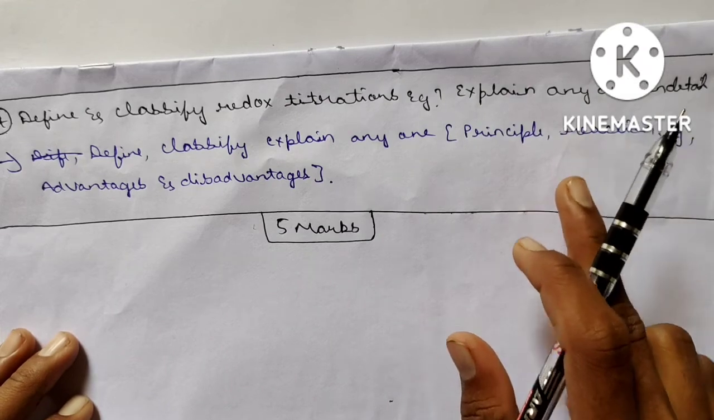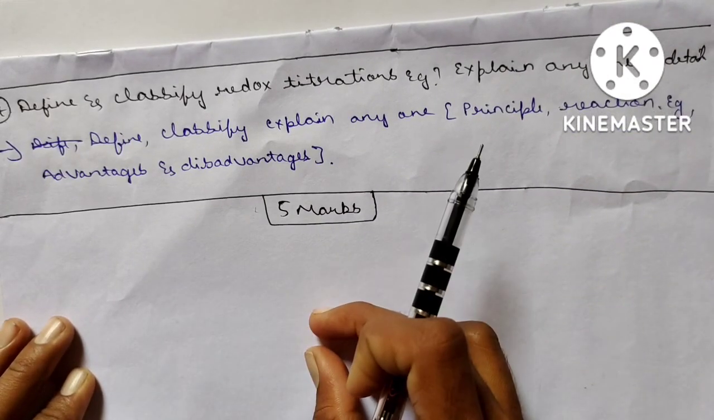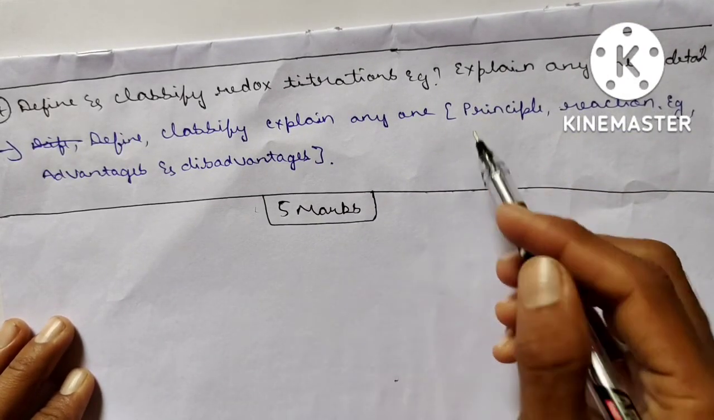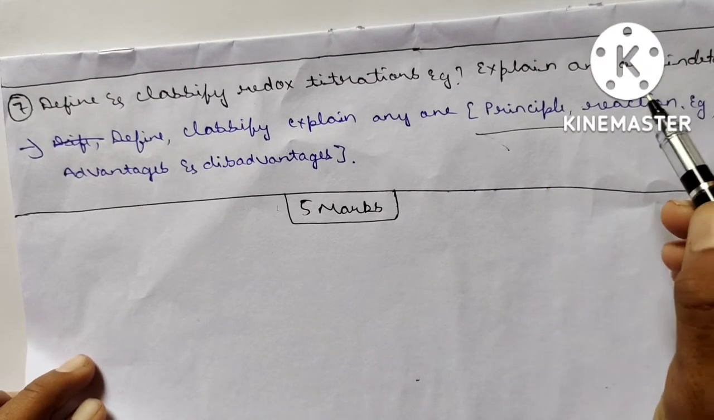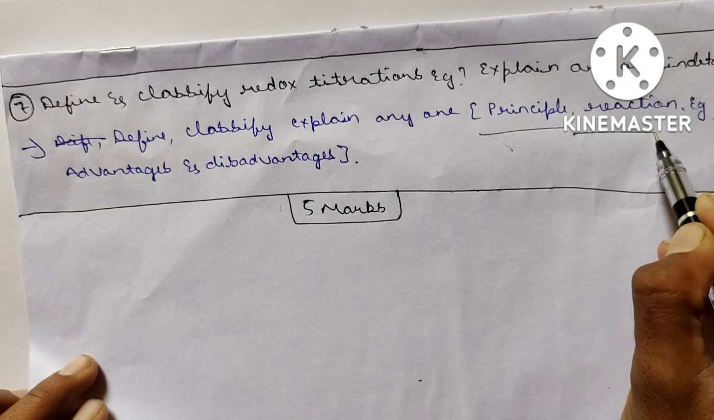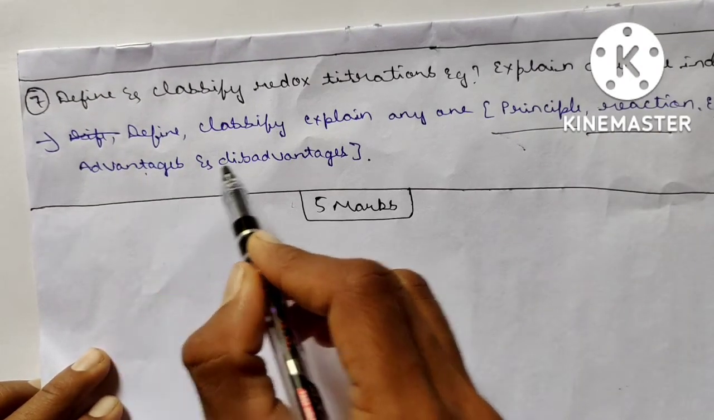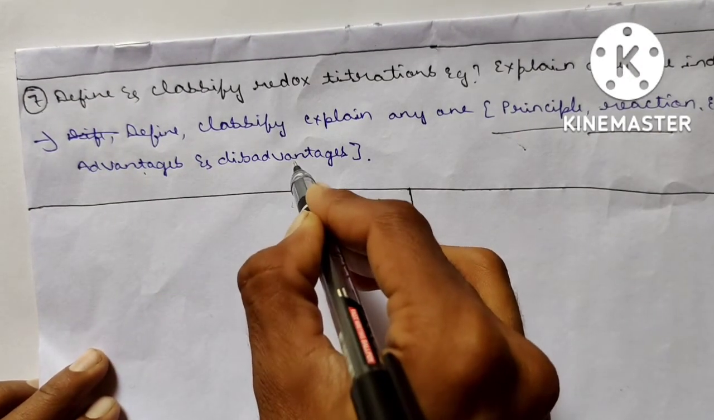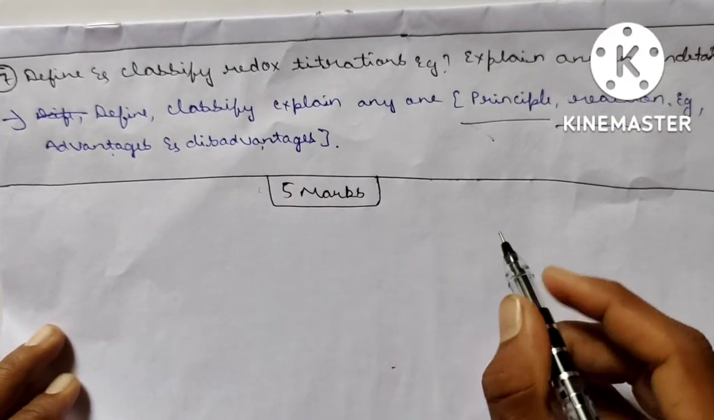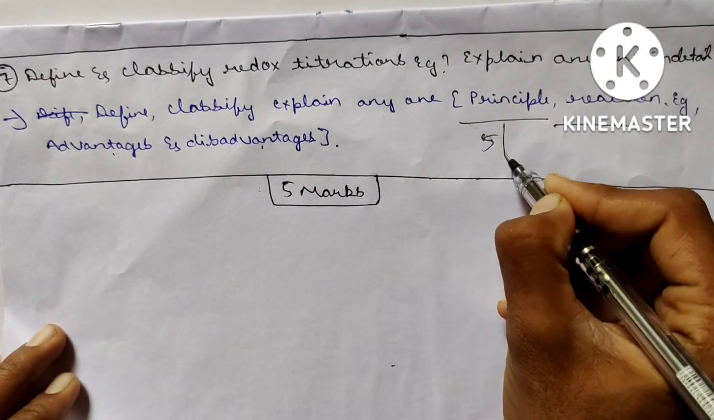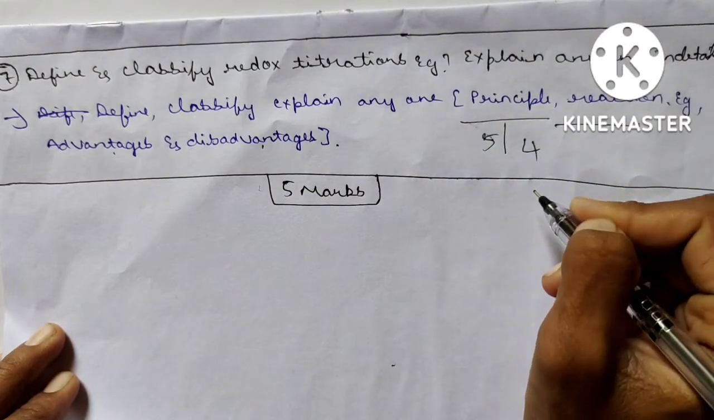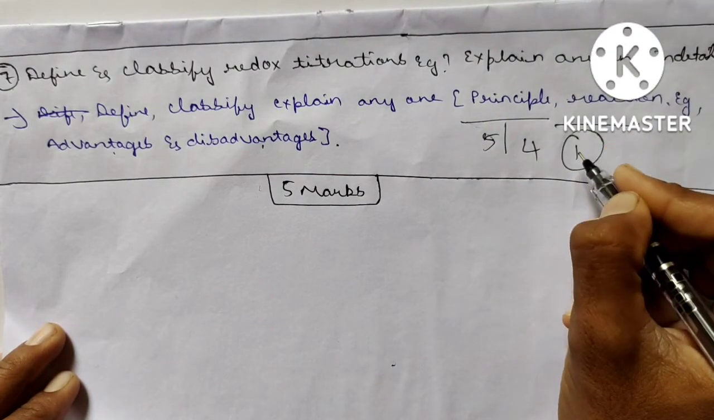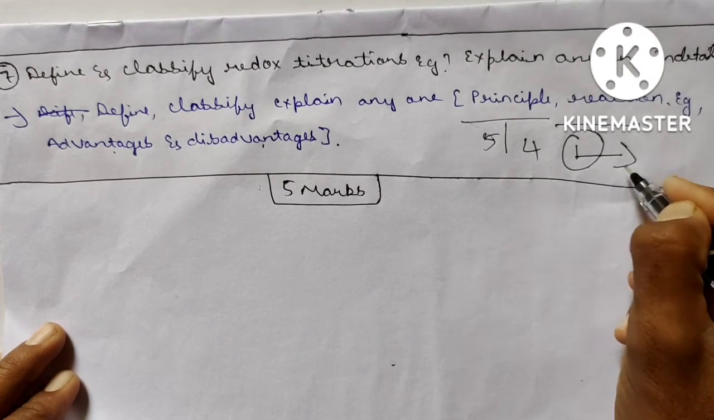Then you have to write the heading cerimetry. First you write the principle of that cerimetry titration. You will get it in the PV Publication book. Then you go for the reaction. Then you go for the advantages and disadvantages. All these aspects you have to follow. Writing all these, only 4 pages are covered for 5 pages. One page is remaining. At that time you have to take one more.